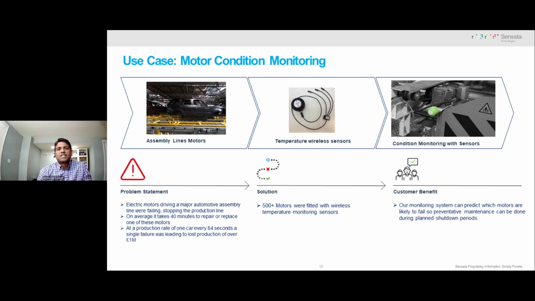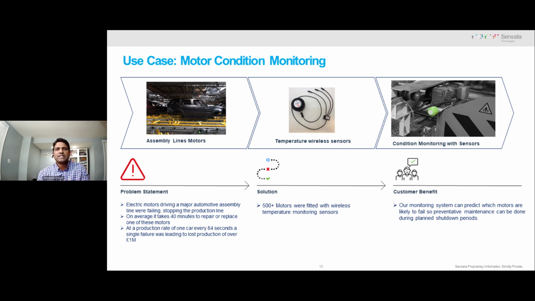Whenever a motor fails, it takes about 40 to 120 minutes to repair or replace one of those motors. The cost of downtime was very high for these assembly lines. At a production rate of about one car every 84 seconds, a single failure led to a loss of production of over $2.5 million. The final assembly line failed and stopped the production line an average of 2 times per annum.